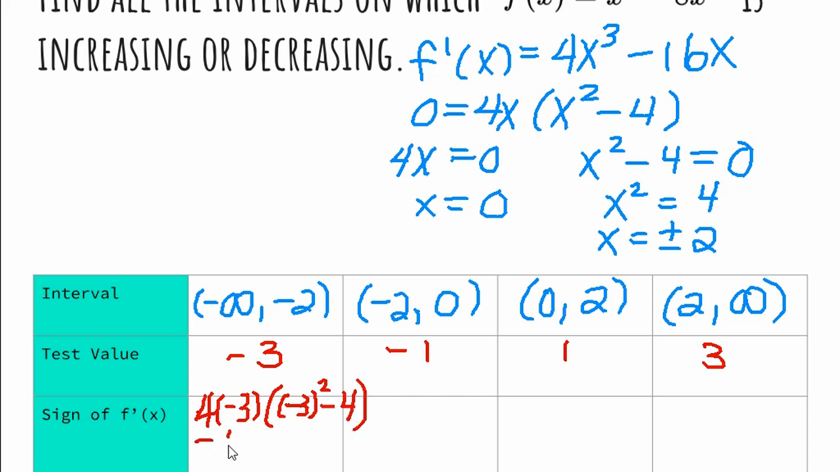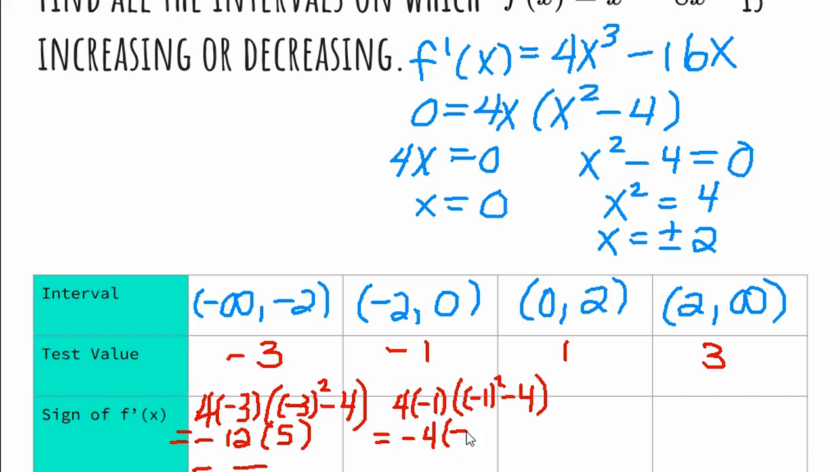So I get negative 12 times 9 minus 4, which is 5. So a negative times a positive is a negative. Therefore, I know my function is decreasing. I plug in negative 1. I get 4 times negative 1, so a negative, times negative 1 squared minus 4. So I have a negative times a negative: negative 4 times negative 3. That's a positive. Therefore, my function is increasing on this interval.